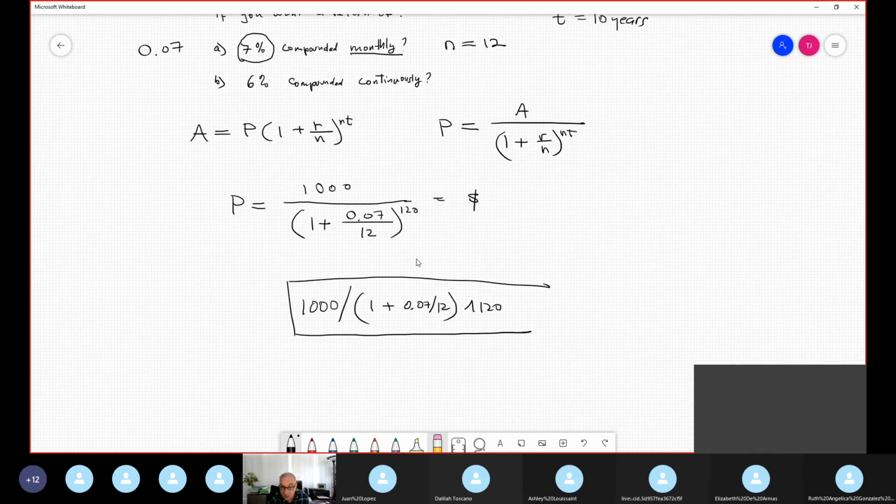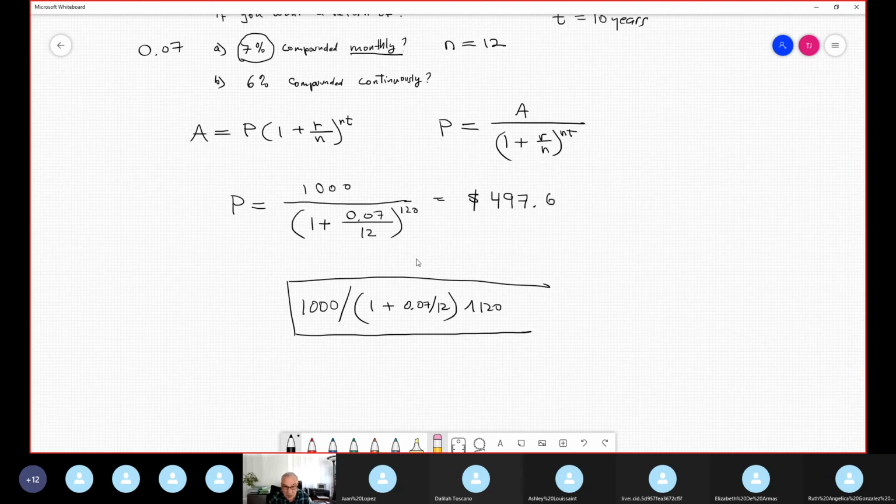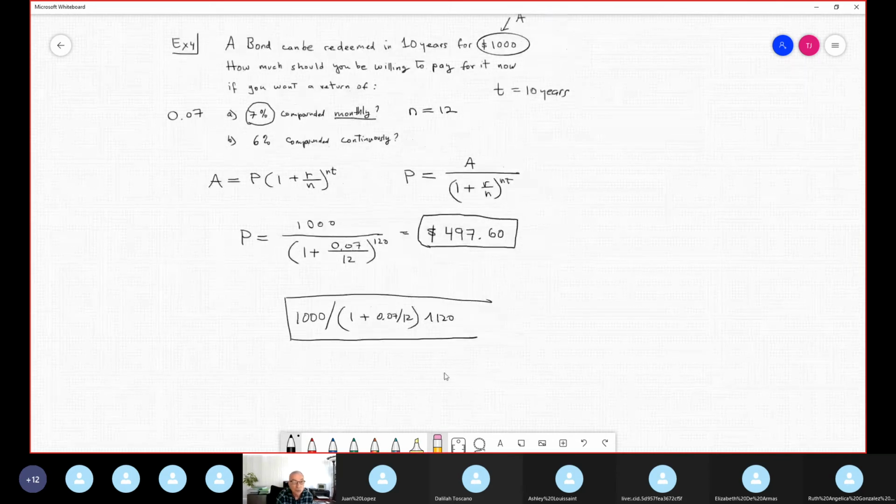Good. This is the answer, Angelica. It is 497.60, no? Approximately 60 cents because 59.6. This is the price in the first option. Okay, I need to get 7% compounded monthly. Okay, good. Now I try to compute the second option.